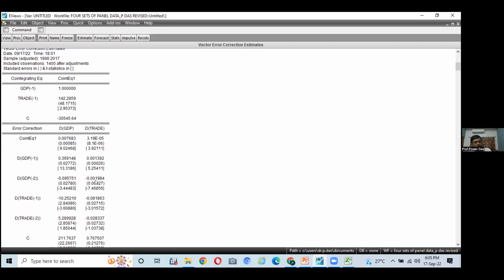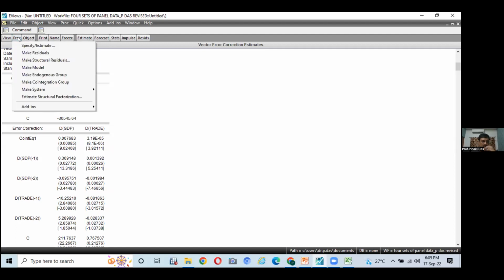Our task is to find their corresponding levels of significance, because in the first result all the information is there, but the corresponding levels of significance or probabilities are not available. We can estimate the probabilities of the different coefficients by using this method, Proc. Under Proc, you can follow the steps. Proc, there is Make System. We consider Make System, then Order by Variable. That is, we have specified the coefficients corresponding to the different variables. Order by Variable.